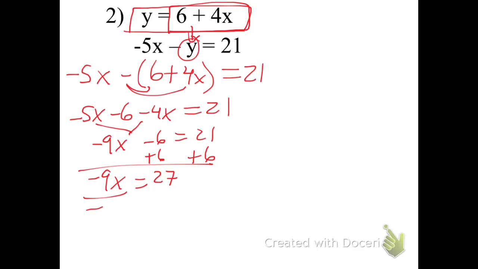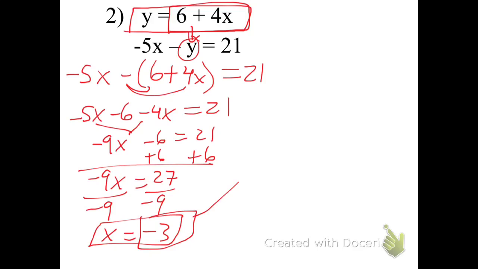And I need to divide by that negative 9 in front of the x. Negative 9. So now x is negative 3, because positive divided by negative gives you a negative. Okay, so that's why x is negative 3. Be careful with your negatives. Now that I know what x is, I'm going to take this negative 3 and I'm going to plug it into that x right there, because I need to figure out what my y is.